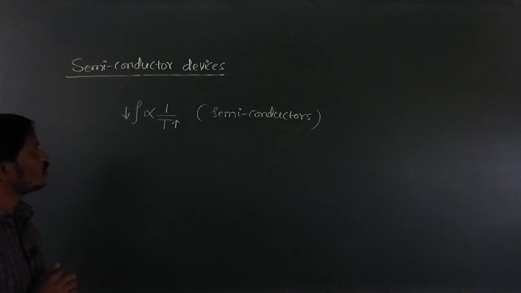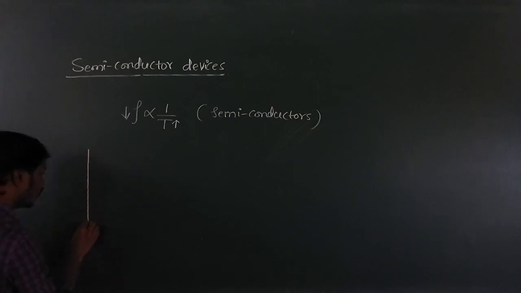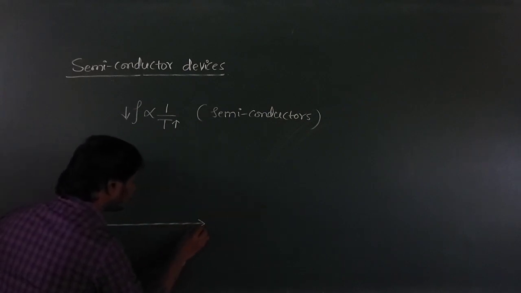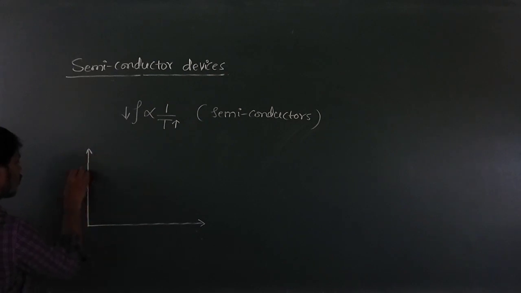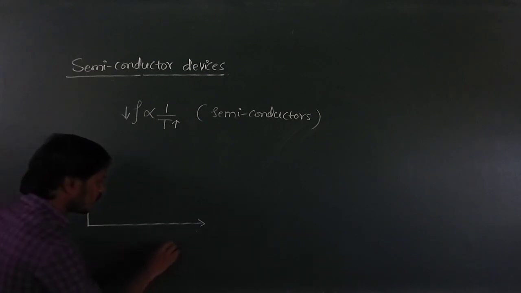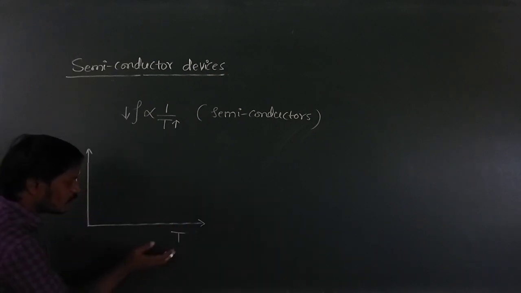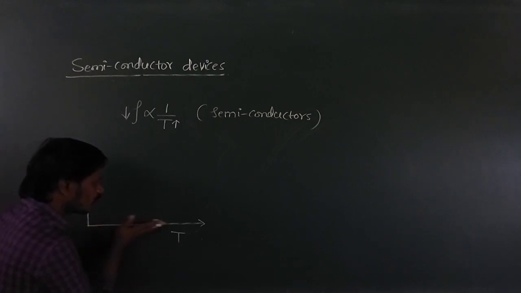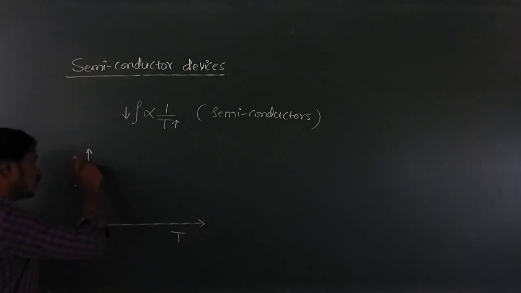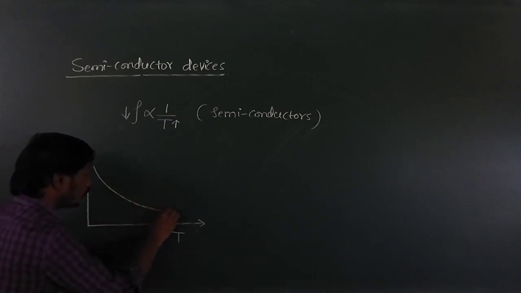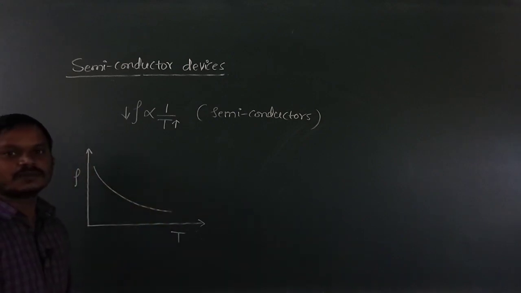Then what is the graph for this one, resistivity versus temperature for the semiconductor? Let us plot the graph here. Along the y-axis resistivity is taken and along the x-axis temperature is taken. As the temperature of the semiconductor increases, the resistivity decreases exponentially. So the graph is like this. Now in the given question, 4 options are given.